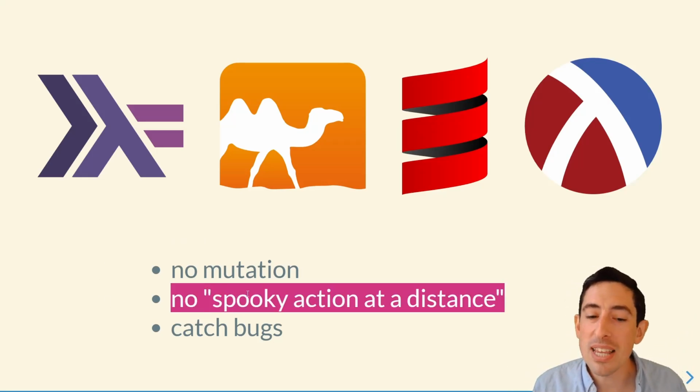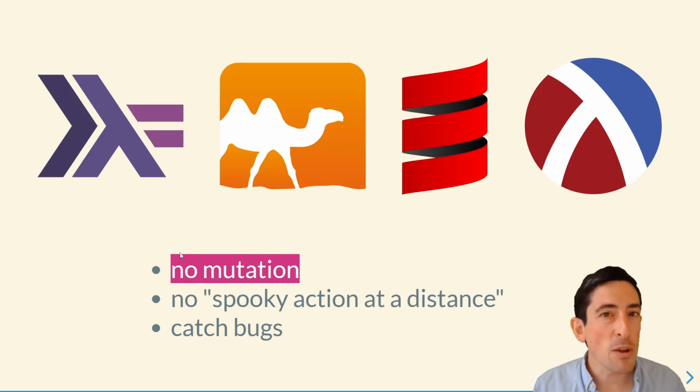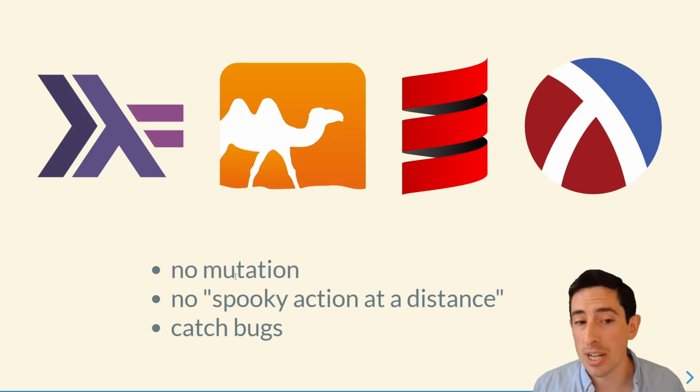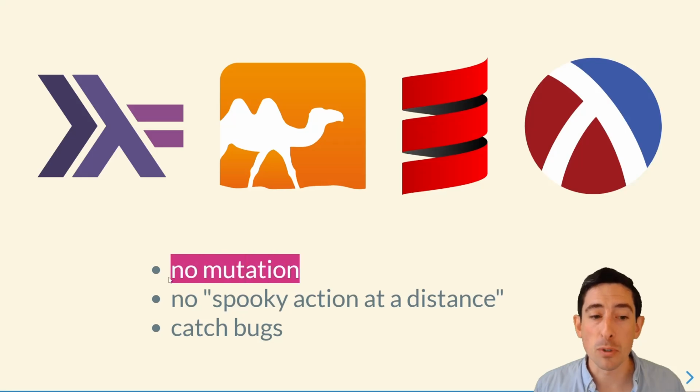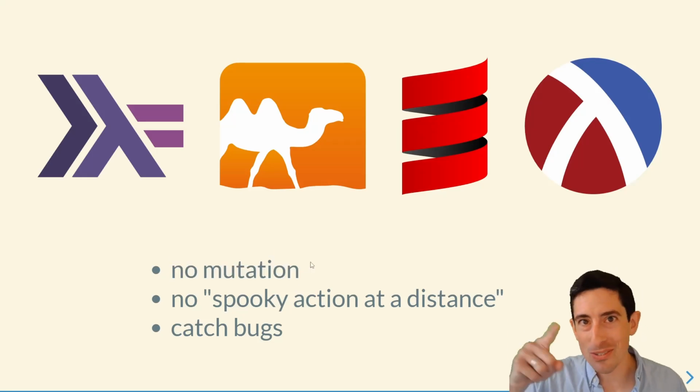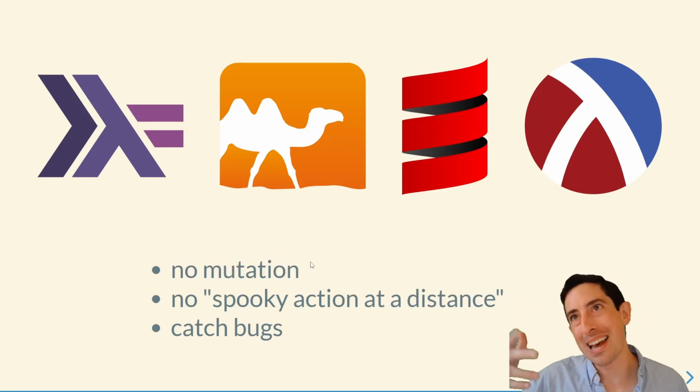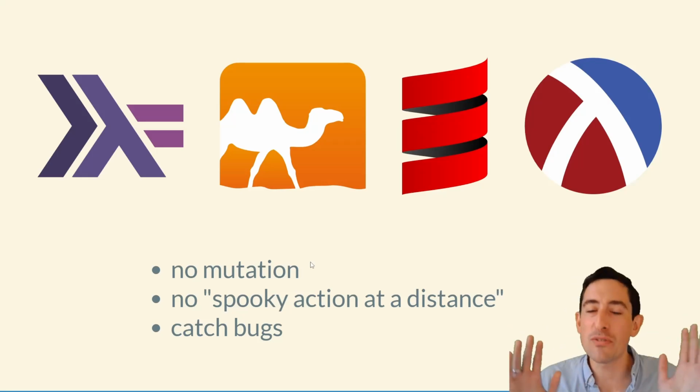So they solve the same category of bugs, but they do it with a very big hammer, right? No mutation is a very big hammer, right? In most normal programs that we write when we're trying to get our work done, we do a lot of mutation. And learning how to do without that is a very big learning tax. We have to get very comfortable with recursion in these languages, right? We don't have normal loops. We have recursion. It's a whole different style of programming.